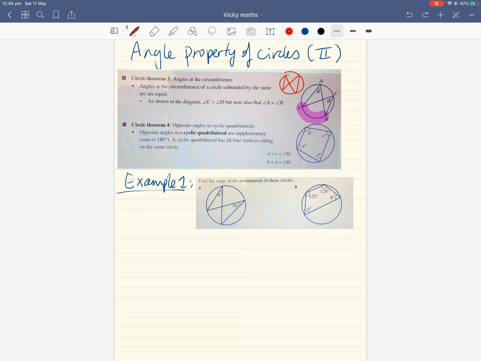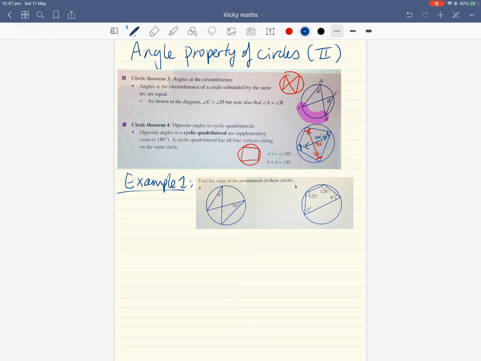Well, it says that opposite angles add to 180 degrees. So this angle B and the angle D, if you add them together, you should get 180 degrees. Similarly, angle C and angle A are opposite each other, and if you add them, they should add up to 180 degrees. And the symbol for this circle property or theorem is just a circle with a quadrilateral inside it.